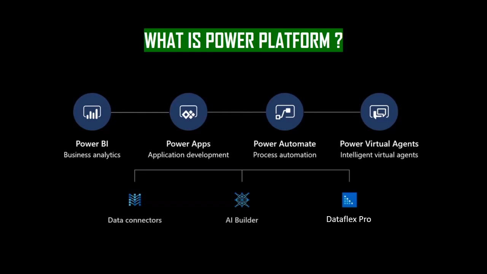And then you have AI Builder. AI Builder is where you can use pre-built AI models, so you can automate processes and also predict outcomes. In AI Builder, you have two types: you have pre-built ones, or you can create custom ones. And this Dataflex Pro is the one which was renamed from CDS. CDS is the previous name, if you heard about it, and now it's Dataflex Pro. So this is the high level of the Power Platform.